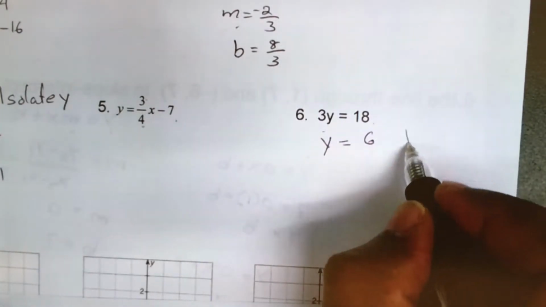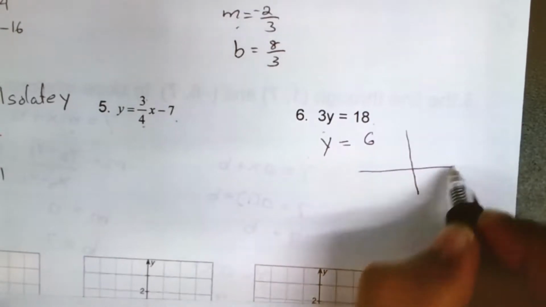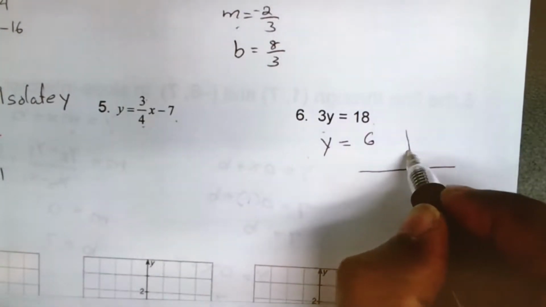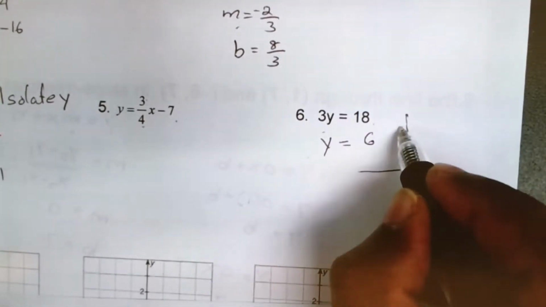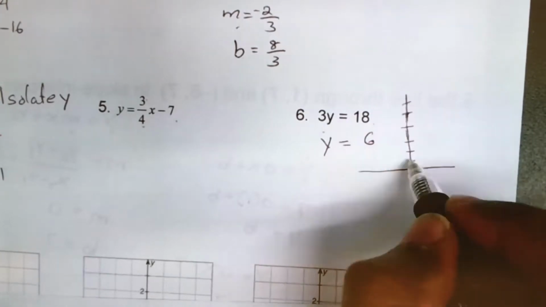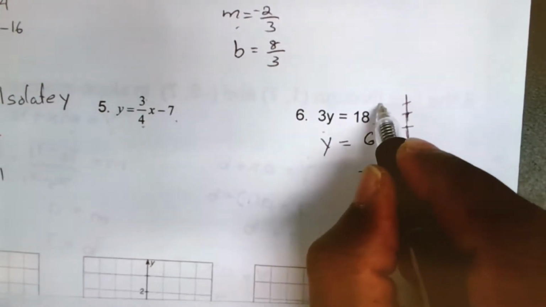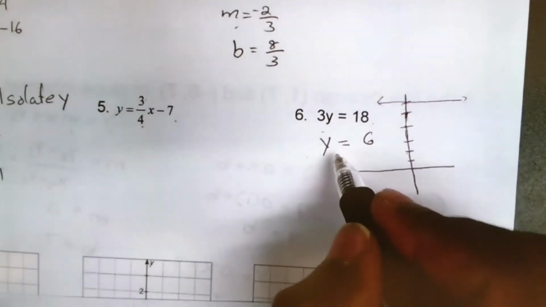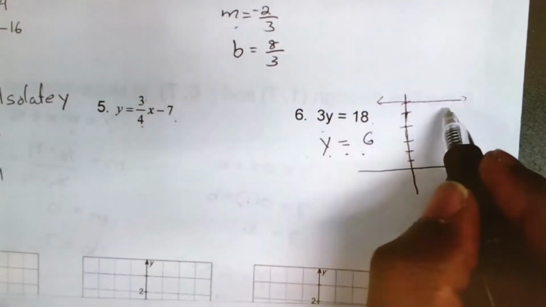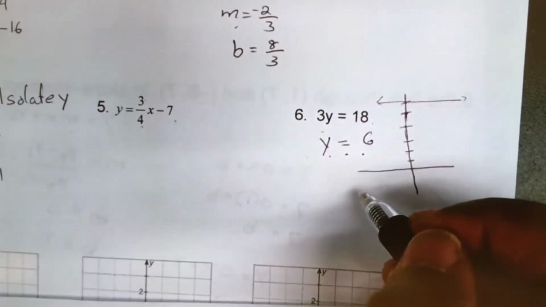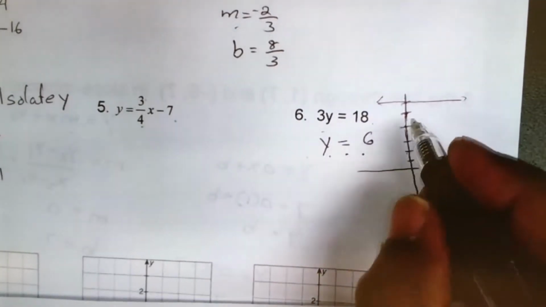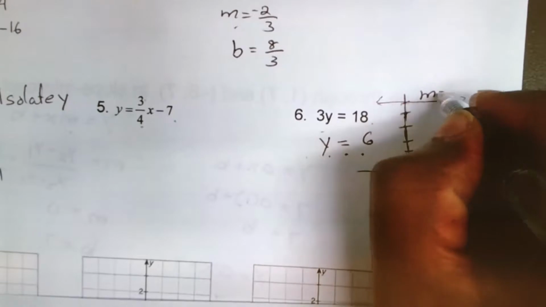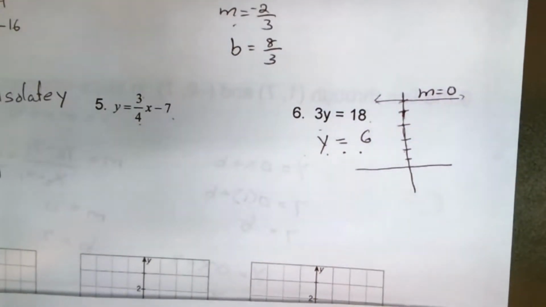So when I draw the graph of this line, y is equal to 6. That means all the y coordinates are 6. So the graph should be a horizontal line. So the graph of y equals 6 is a horizontal line, in other words, the line is flat, so there is no steepness. The slope is 0.